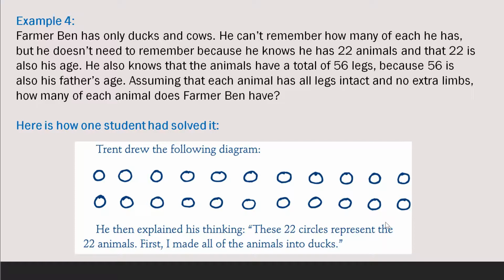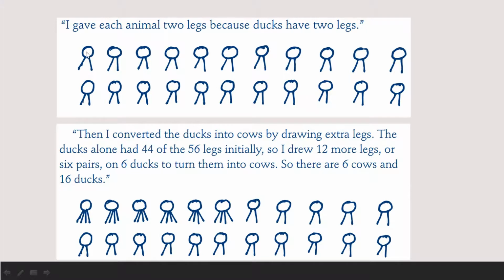So this is one of the diagrams that one of the students drew. We were told that we have 22 animals, so the student drew 22 circles to represent each animal. Then he went and drew 2 legs to each animal, assuming that all of them are ducks, because this is the minimum number of legs that any animal would have between the ducks and cows. Now, when you have 22 animals, 22 times 2, that's 44. However, the total number of legs was 56.